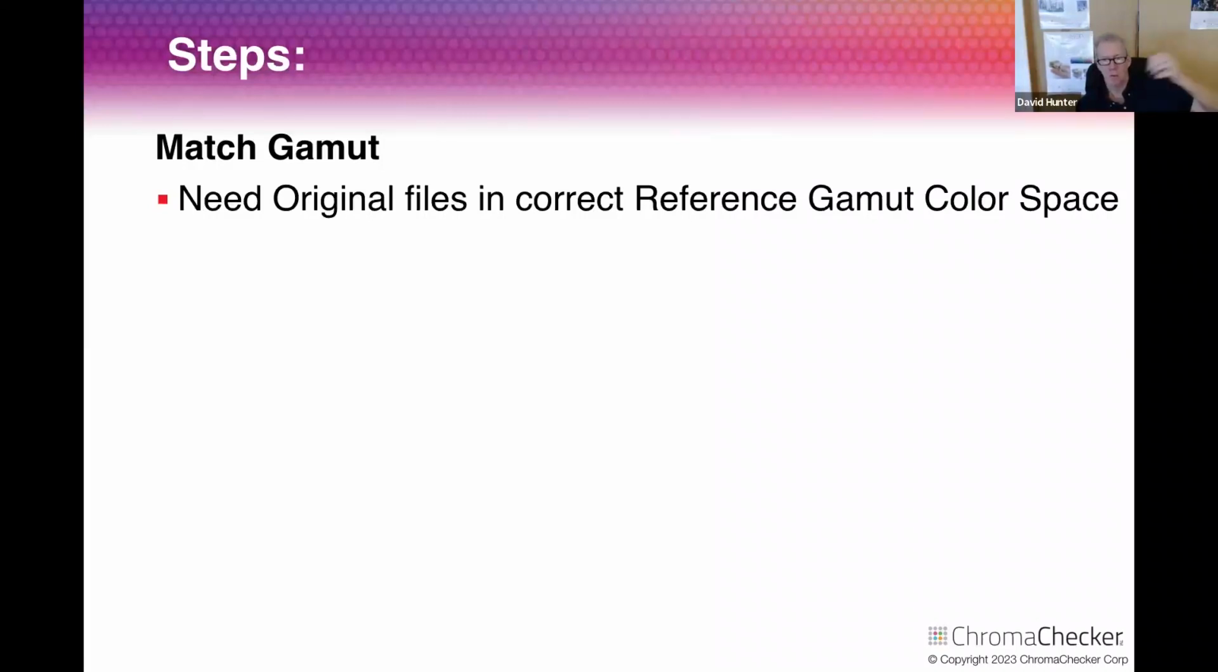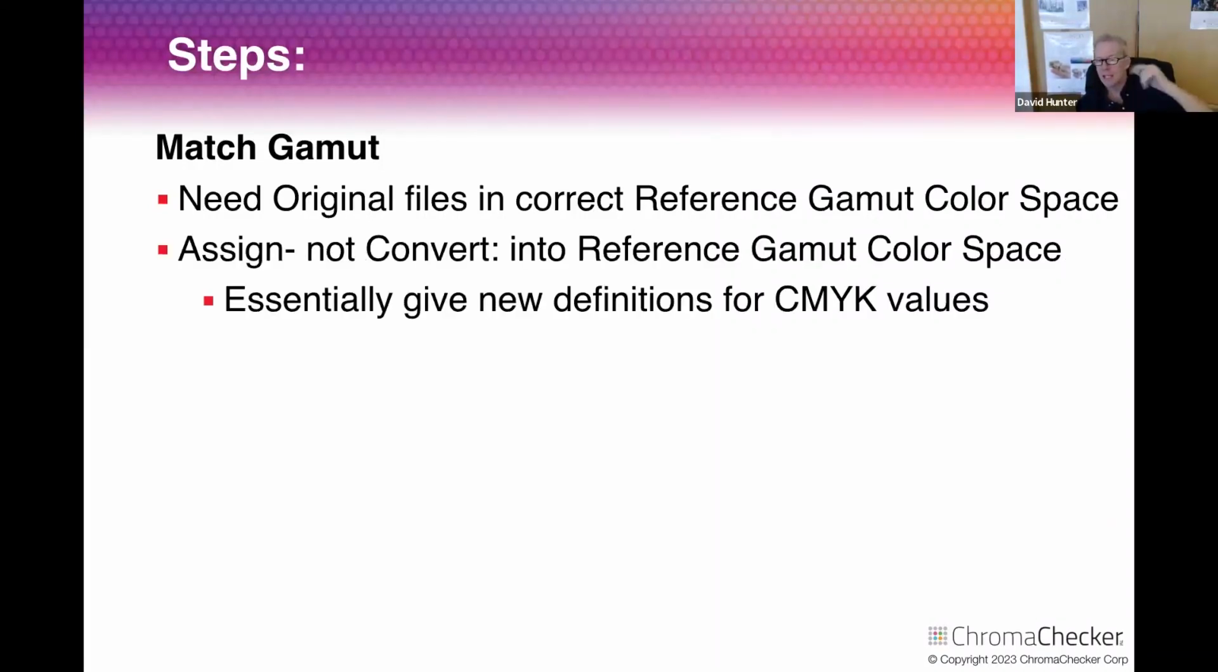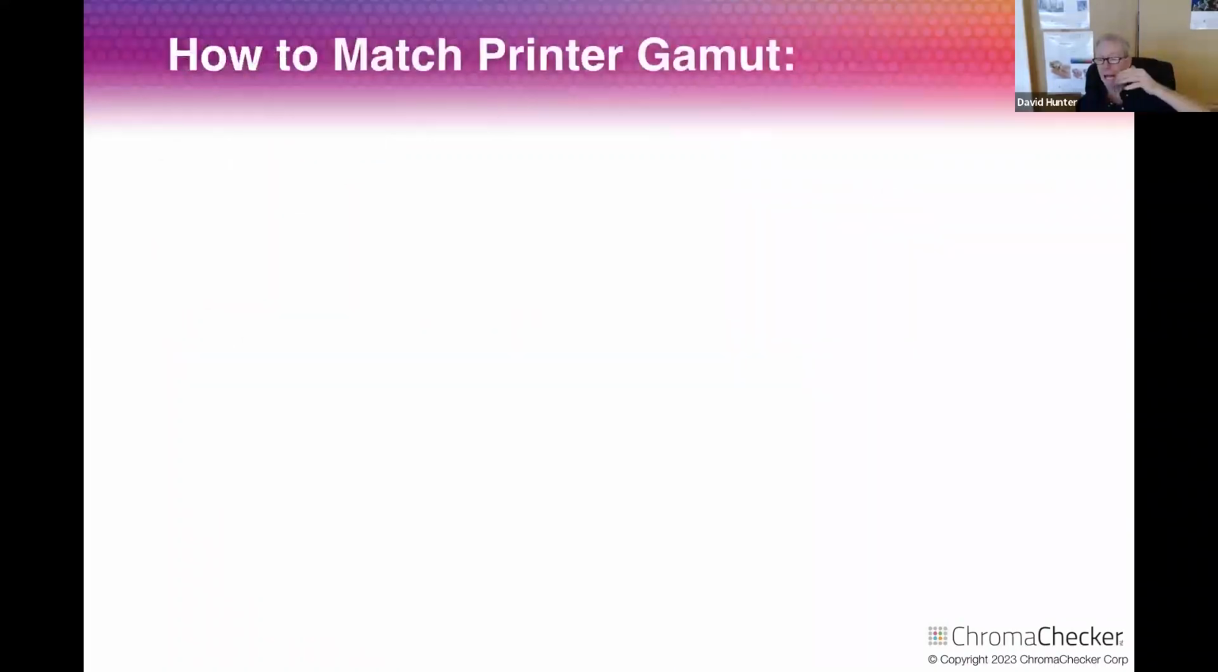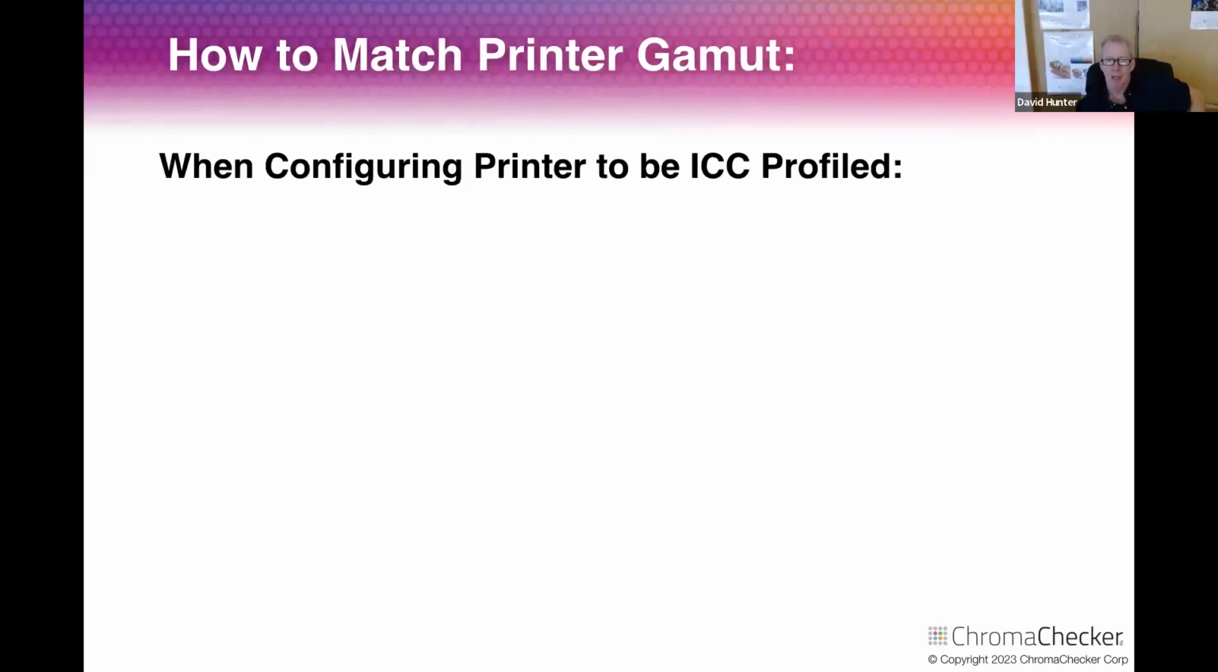So the steps in this for matching gamut, again, need to understand that the original file is in the right color space. So we'll say Grackle. Then you assign, don't convert, into that original color space. Easily done with a color server with black point on, and ideally embedded on as well when you're doing a match. So the embedded profile gets turned on when you're doing a color match, because you're trying to match to the author's intent, which is the original. And that's the point of an ICC profile, an embedded ICC profile in an image or a PDF is defining the color space that that client wants that image or that file to be in.